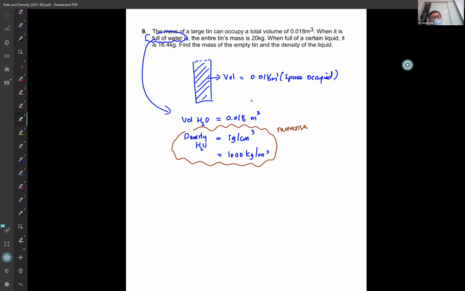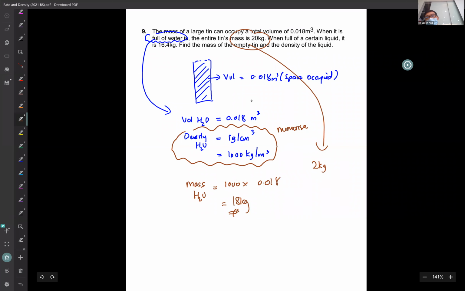Understand this? Knowing this, can you now find out what is the mass of the water? You can take the density times the volume. This will work out to be 18 kg. So the water is 18 kg. But when they say that the entire tin is 20 kg, that means 2 kg is the mass of the tin. Understand? The tin itself is 2 kg. Okay, I stop here first. Can you follow what I'm saying? Okay, I pause the recording.